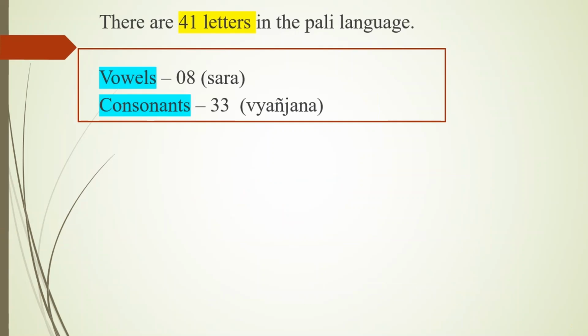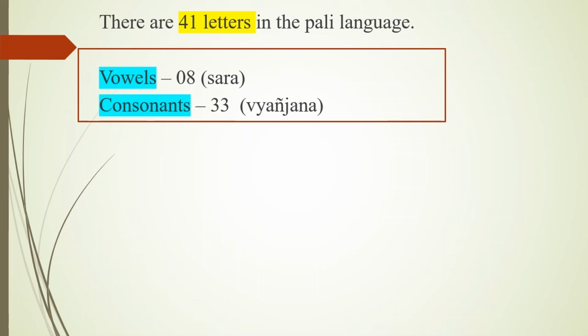Venerable sirs and monks, you know, the books containing the Buddha's sermons are collectively known as the Tipitaka. They are written in the Pali language. Letters are needed to represent the language. Therefore, there are 41 letters in the Pali language.